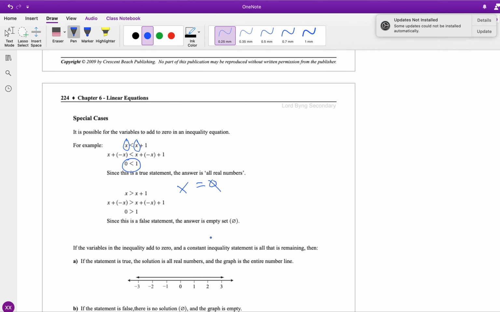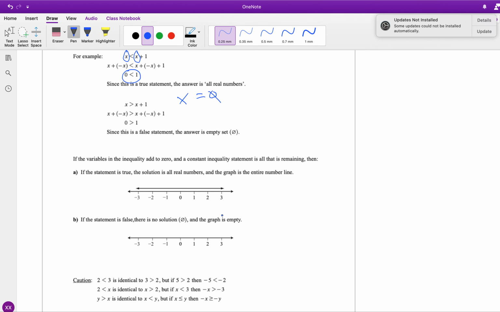Because this is just basically nonsense, right? Now, how do you express x could be any number? Well, then you draw a line above the number line. That means the solution covers the whole number line. Every single value on your number line could be a solution.